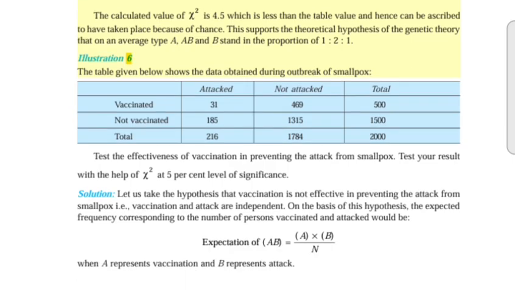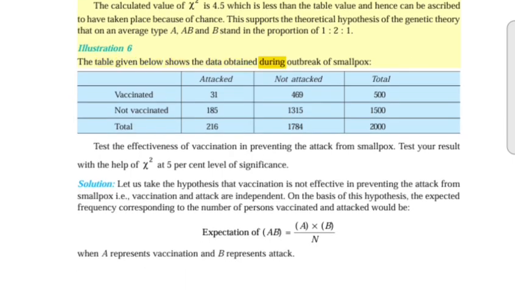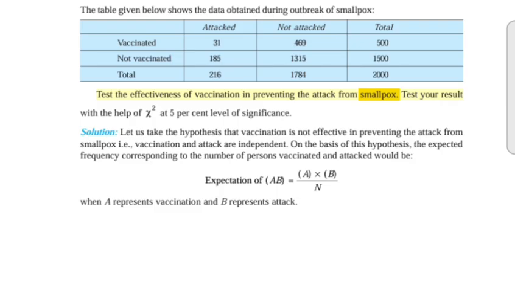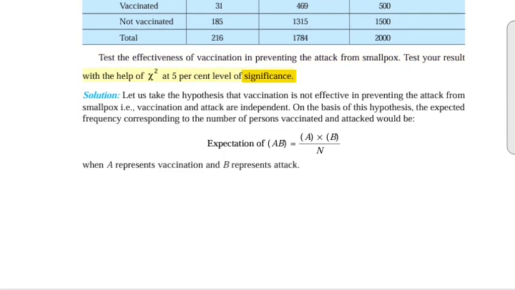Illustration 6. The table given below shows the data obtained during an outbreak of smallpox. Attacked: vaccinated 31, not vaccinated 185, total 216. Not attacked: vaccinated 469, not vaccinated 1315, total 1784. Total 500, 1500, 2000. Test the effectiveness of vaccination in preventing the attack from smallpox. Test your result with the help of chi2 at 5% level of significance.